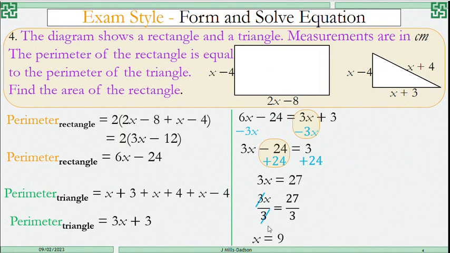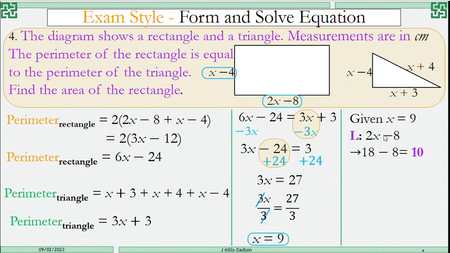So now I know x is equal to 9, and I want to work out the area of the rectangle. I need to know the value of x minus 4 and 2x minus 8, knowing that x is 9. So if x is 9, then the length 2x minus 8 is 18 minus 8, which is 10, because 2 times 9 is 18, and 18 minus 8 is 10.